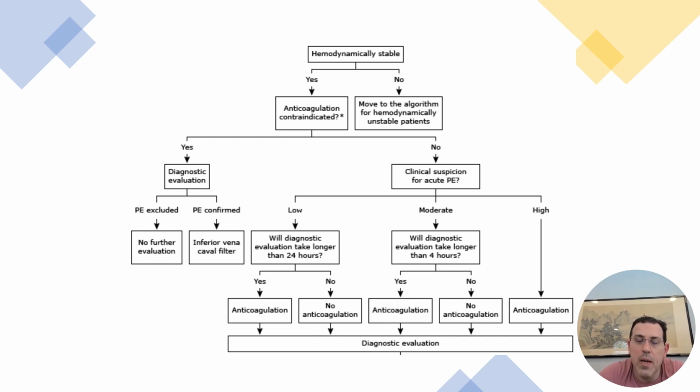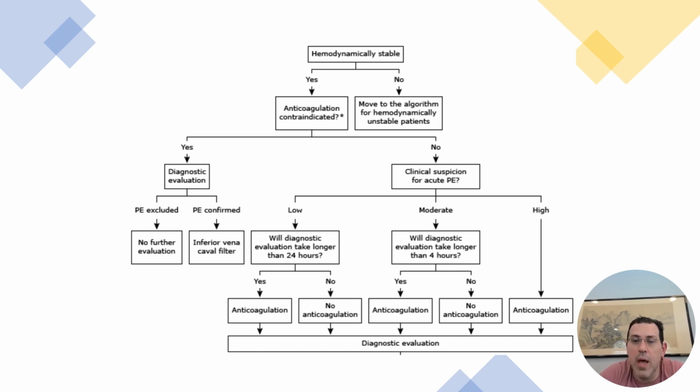Let's move over here. Hemodynamically stable, and then we're going to move here. Yes or no. If the answer is no, then we're going to move to the algorithm for hemodynamically unstable patients, which we'll talk about. Then we're going to ask ourselves here, what's our clinical suspicion for acute pulmonary embolism? And here is the Wells score, right? Where we break them up into low, moderate, and high, and then how much time we have to work up based upon the previous slides, whether it's 24 hours or 4 hours for moderate, or high, in which we're going to consider starting anticoagulation immediately.